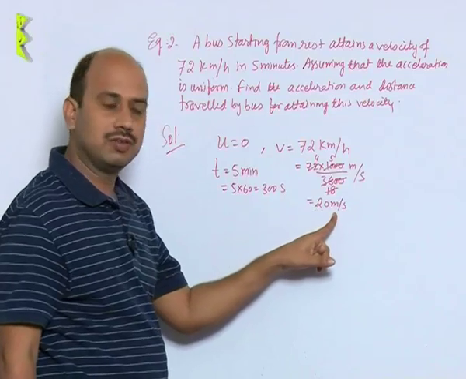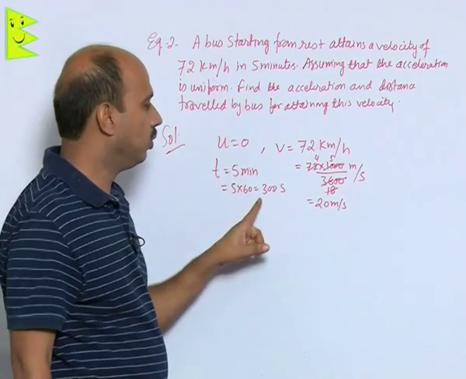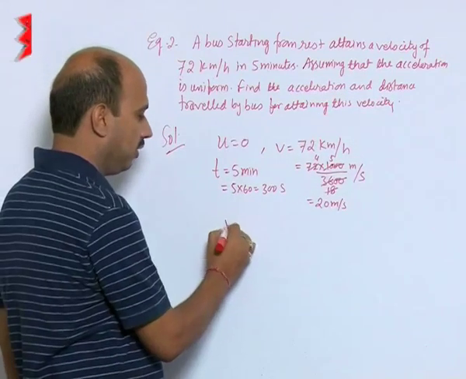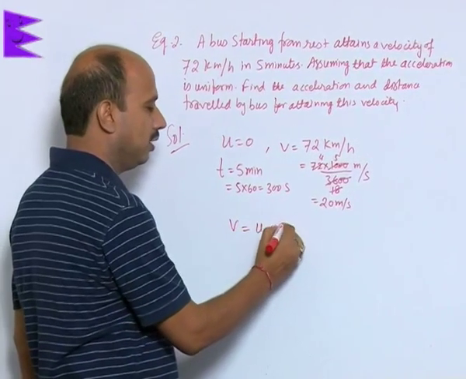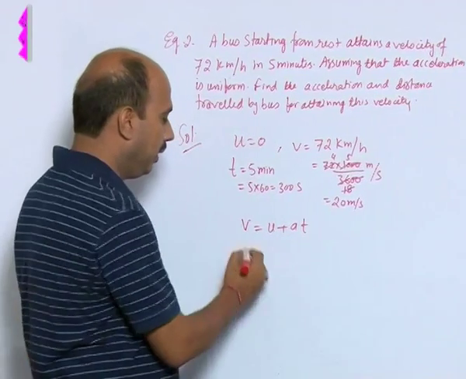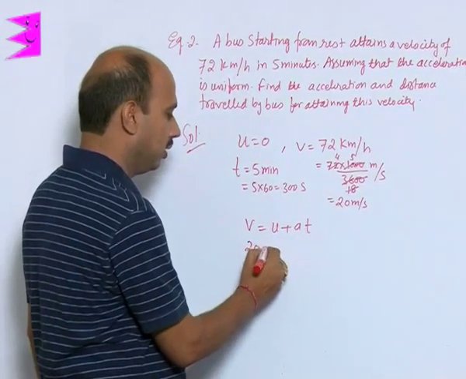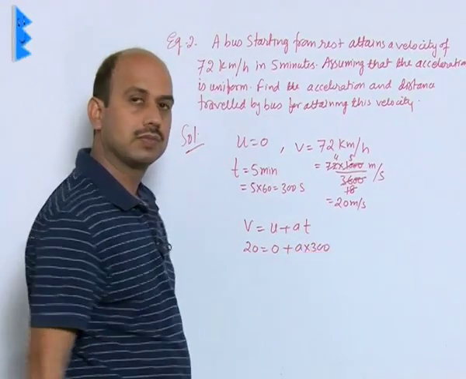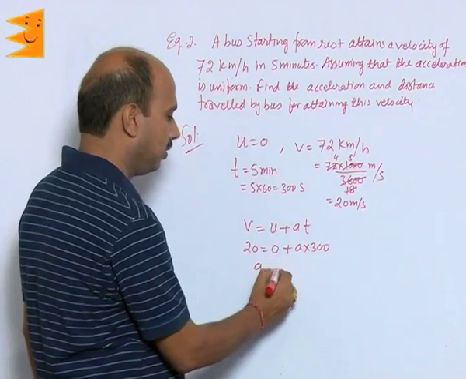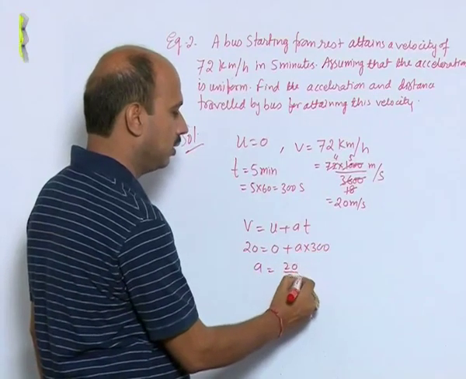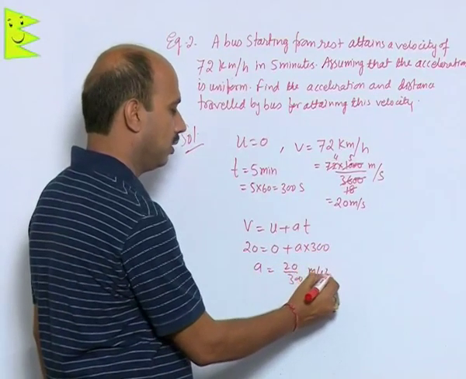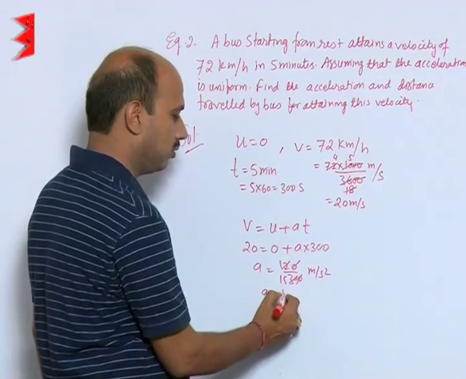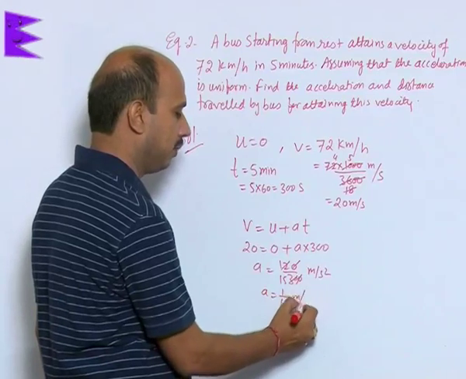So, final velocity is this, initial velocity is 0, time is this. Now, you have to calculate acceleration. You know, first equation was v is equal to u plus at. Here we get final velocity is 20, initial is 0 plus a into 300. So, we can write a is equal to 20 by 300 meter per second square. So, this 0, this is here 1 by 15. So, a is equal to 1 by 15 meter per second square.